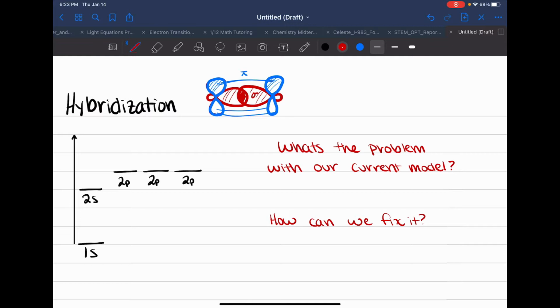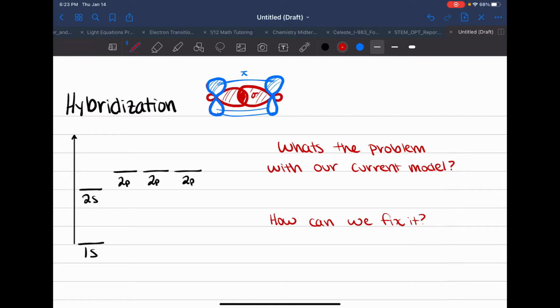Okay? So hybridization. Let's first break down that word. Hybrid means we're probably going to be combining two things together, maybe some more of that. Ization is usually a process. So we're going to be combining a few things together, and let's see what this specifically entails. I have a question posed on the screen: what's the problem with our current model? Well, let's talk about this.